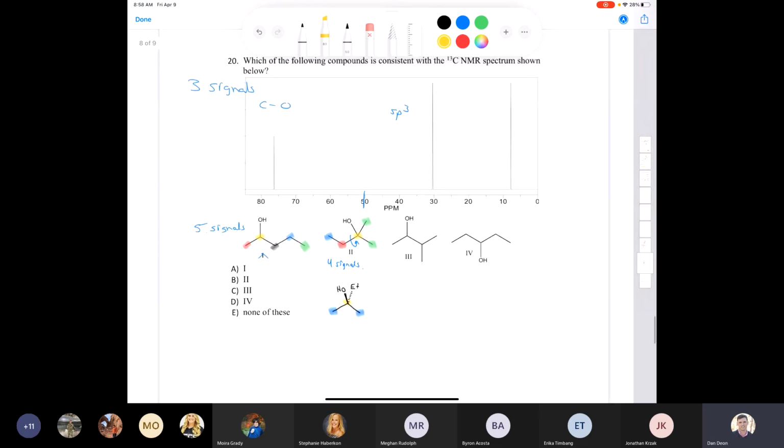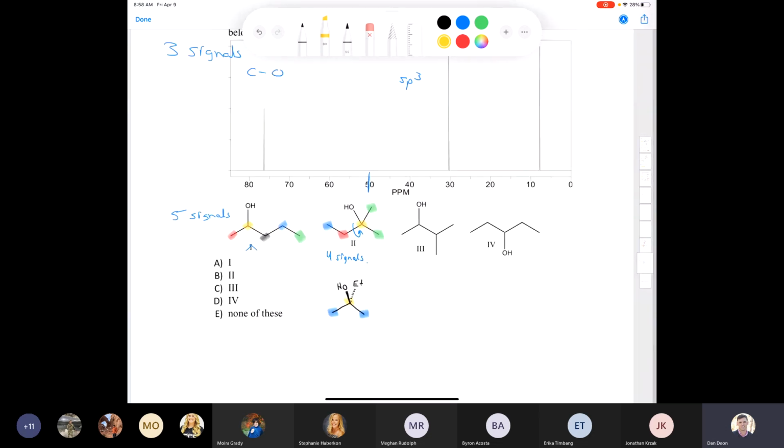What about number 3? I bet you in number 3 it was more clear. It was even clearer to you that these two methyl groups are chemically equivalent, aren't they? Right? Those two are chemically equivalent. This one is unique, this one is unique, and this one is unique. So we have a total of 4 signals for this one as well. So we can cross off number 2, and it must be number 4.